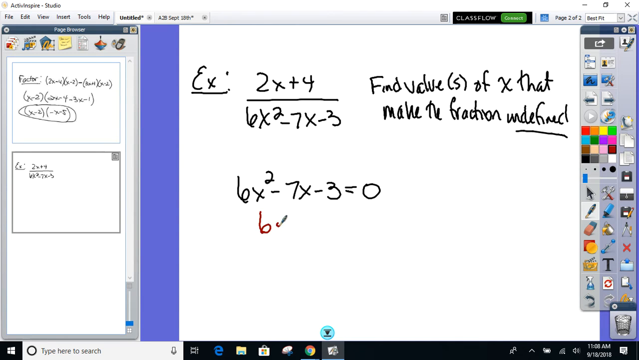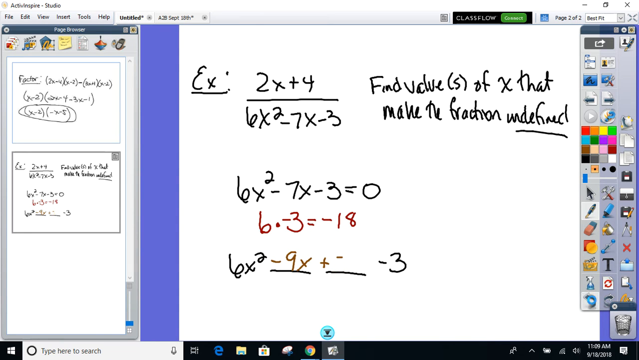Okay, 6 times negative 3, and I'm not calling on anybody because this is our review now. So negative 18. So now I go 6x squared, something, something, minus 3. It's got to multiply to negative 18 and add to negative 7. Negative 9 and 2x. Order doesn't matter. As long as you get the correct terms, the order won't matter. So plus 2x. Okay, now you can group them.